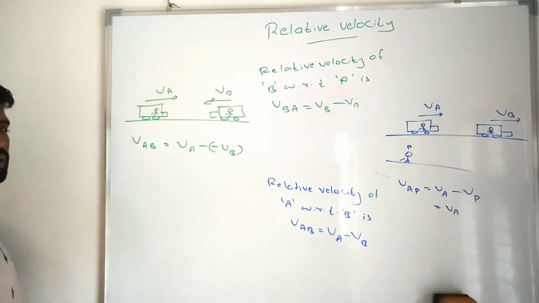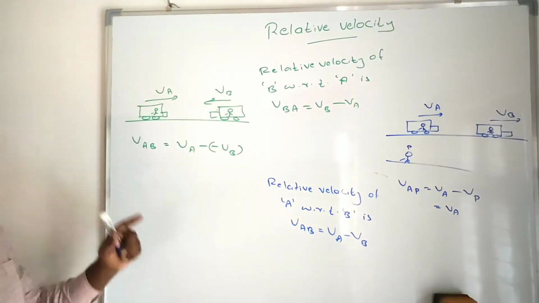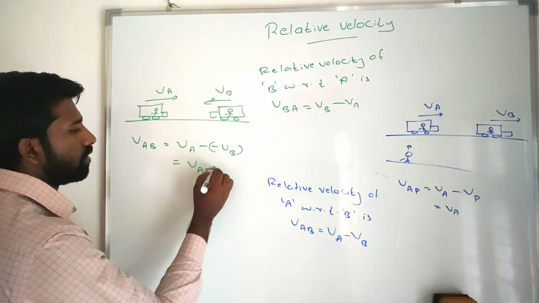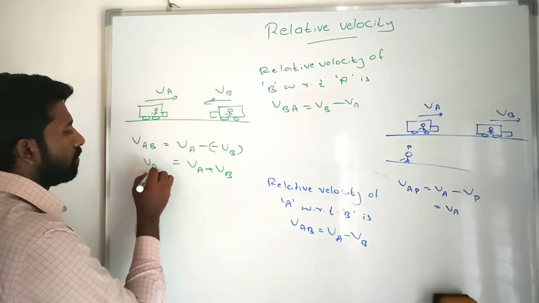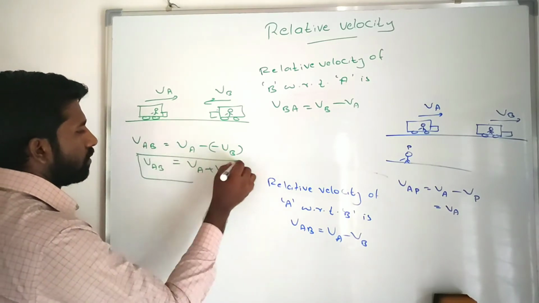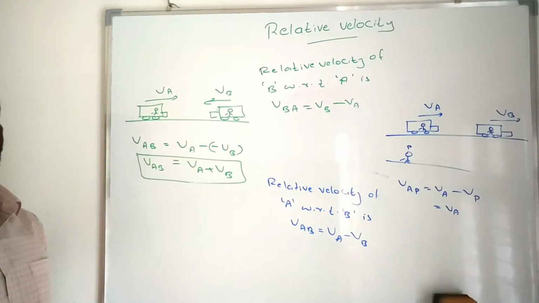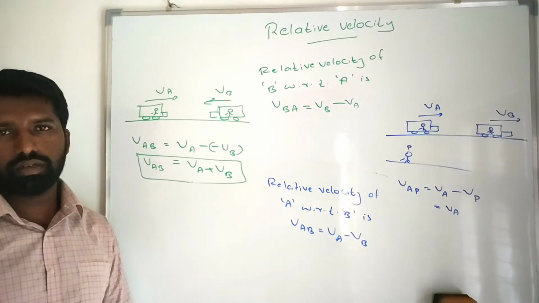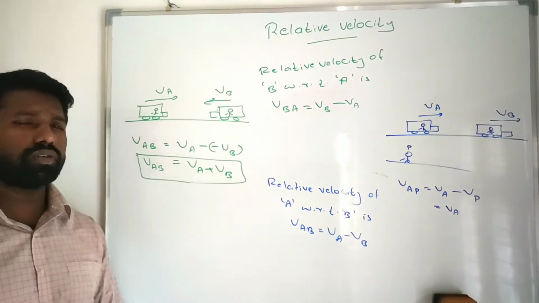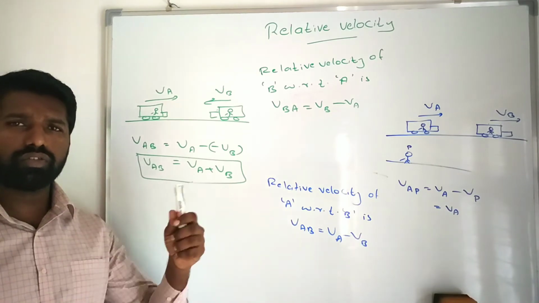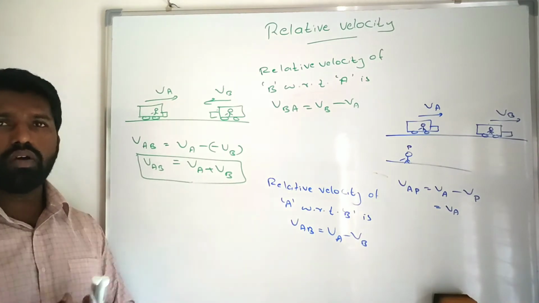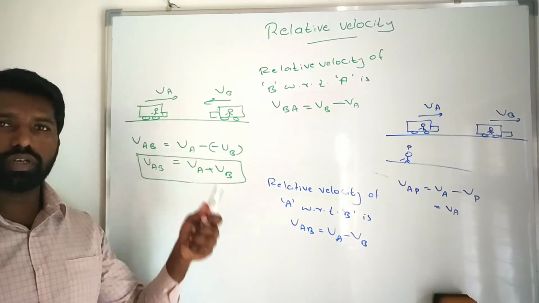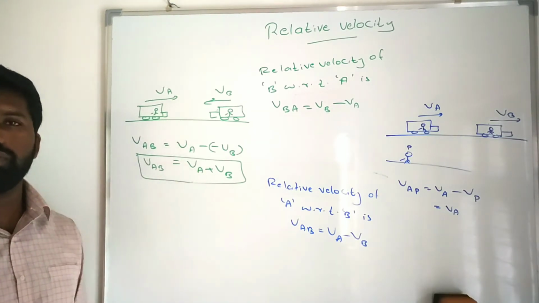Why have I taken minus here? Because B is moving in the opposite direction of A. So you will get VA plus VB. Okay, this is the relative velocity when the bodies are moving in the opposite direction. Clear? This is about the basics of relative velocity. Now we will see some special cases and the position-time graph for relative velocity.